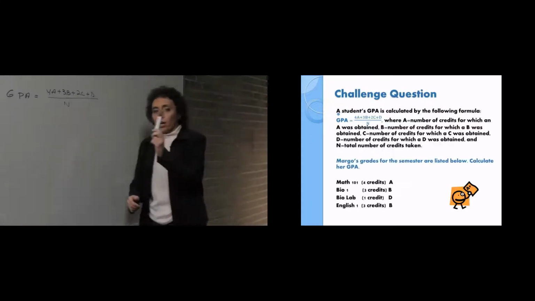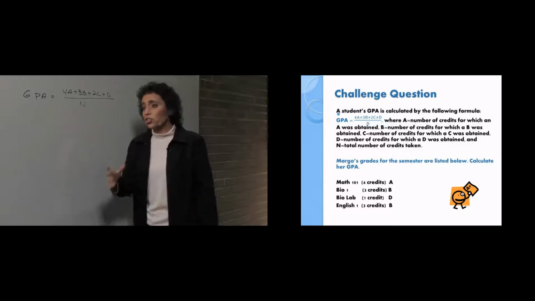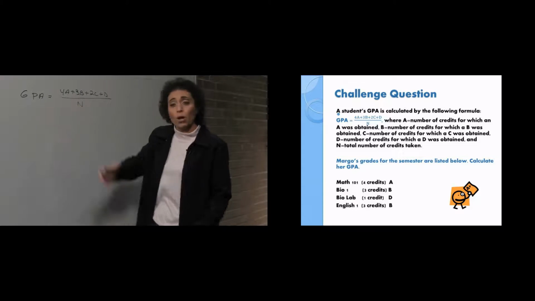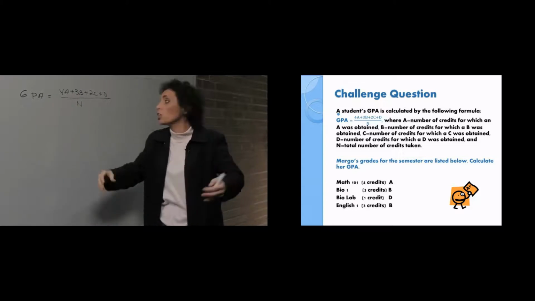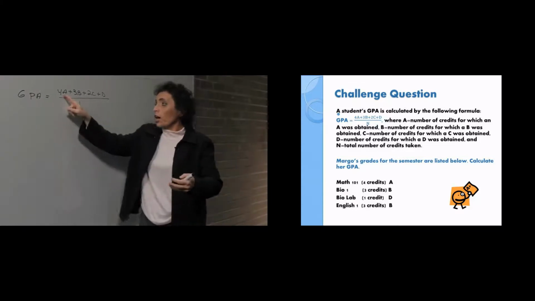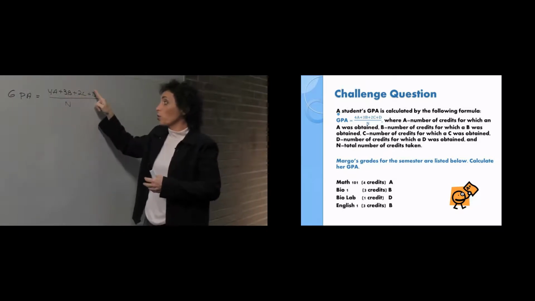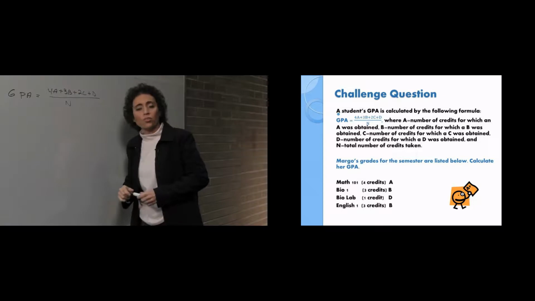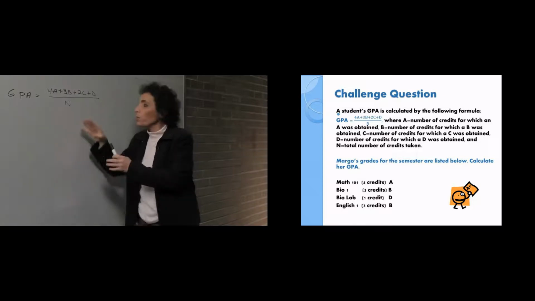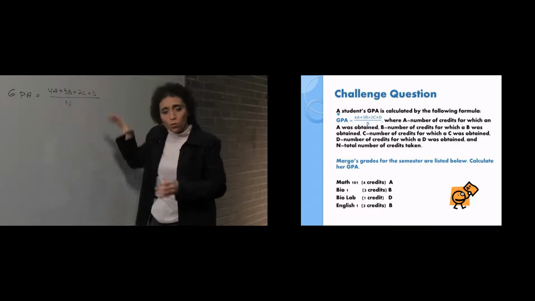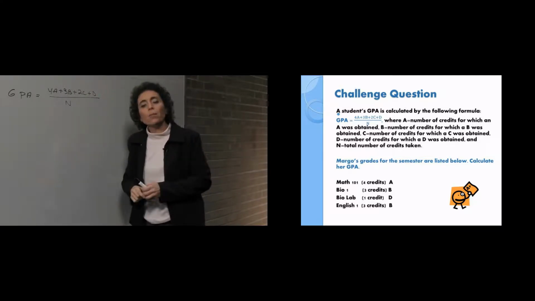Okay. On your slide, you'll see the challenge question. It talks about somebody's GPA. This is how you calculate a GPA, because you know a 4.0 means a perfect A average. That's because A's are worth 4 points, B's are worth 3, C's are worth 2, D's are worth 1. The other grade isn't worth anything. So we divide 4A plus 3B plus 2C plus D all over N, where N is the number of credits you have.